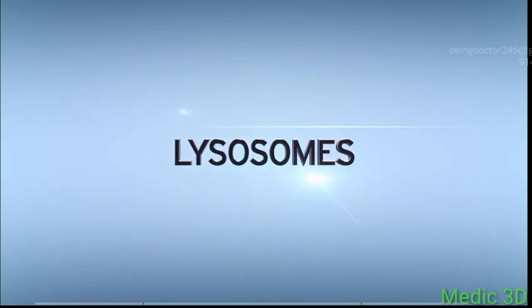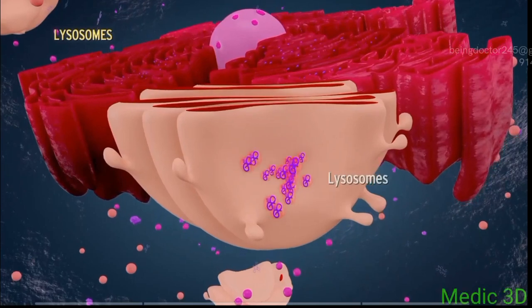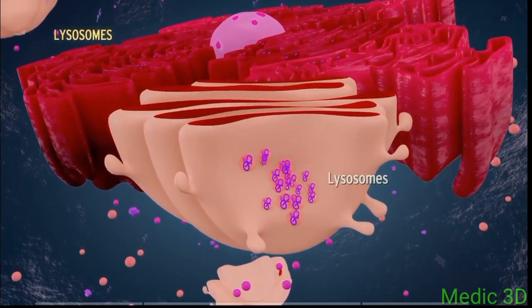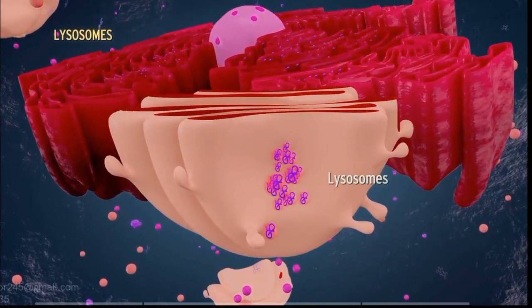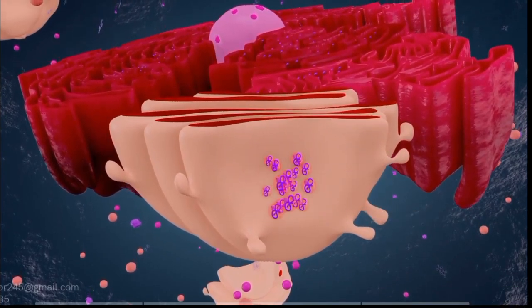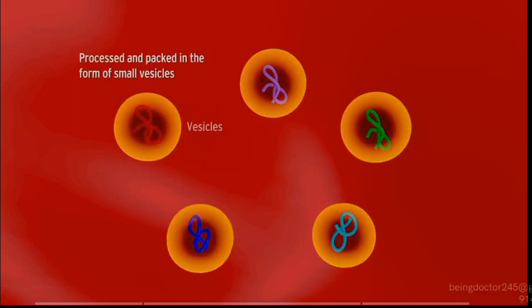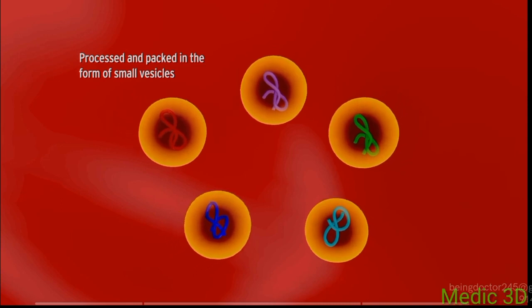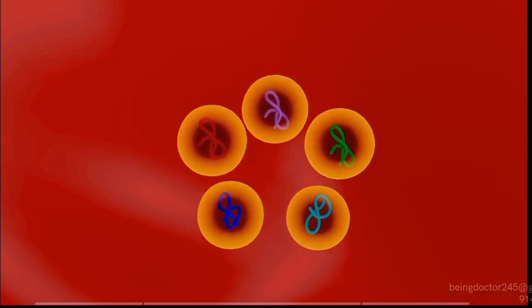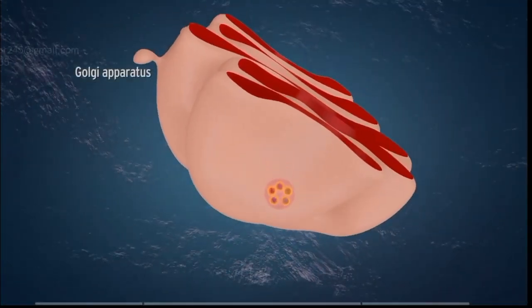Lysosomes. Lysosomes are the membrane-bound vesicular organelles found throughout the cytoplasm. The lysosomes are formed by Golgi apparatus. The enzymes synthesized in the rough endoplasmic reticulum are processed and packed in the form of small vesicles in the Golgi apparatus. Then, these vesicles are pinched off from the Golgi apparatus and become the lysosomes.